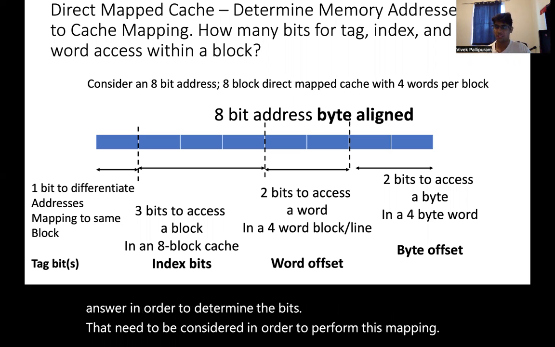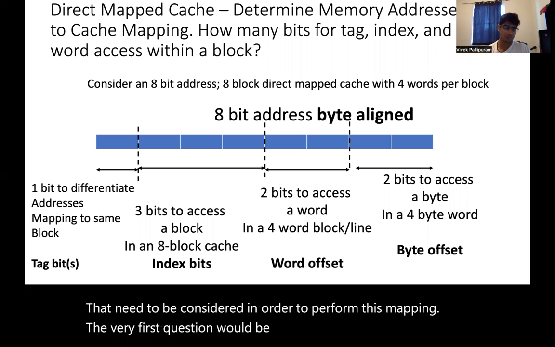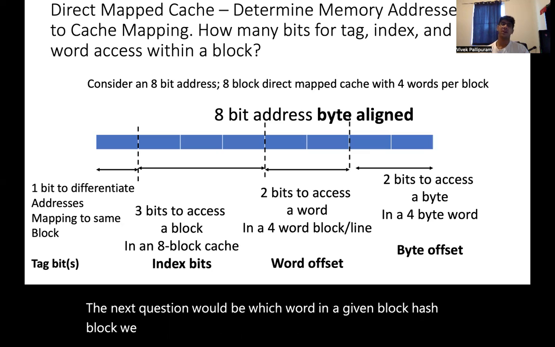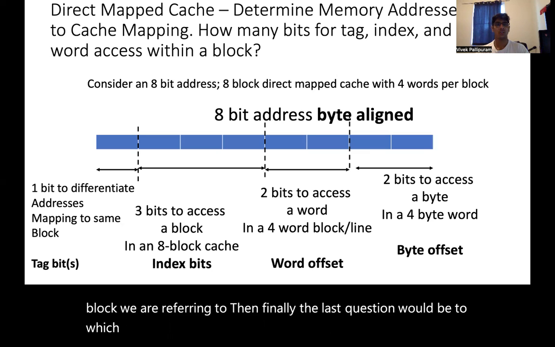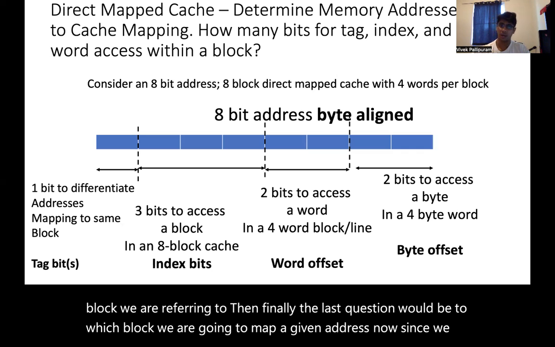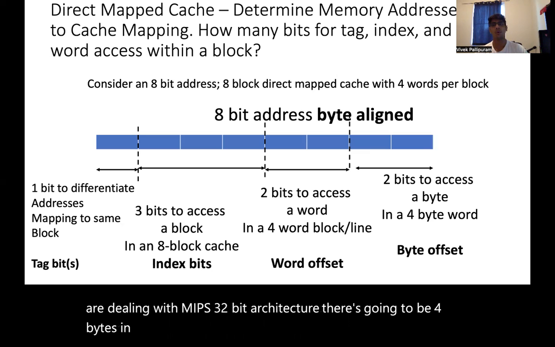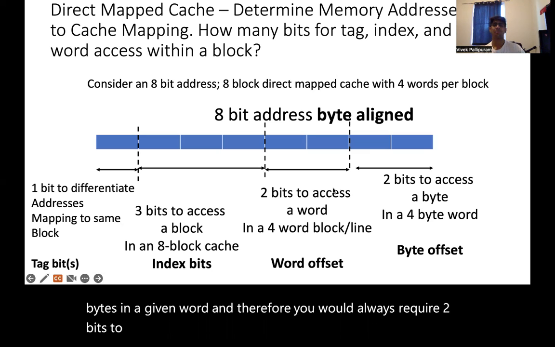The very first question would be, which byte are we referring to? The next question would be, which word in a given cache block are we referring to? Then finally, the last question would be, to which block are we going to map a given address. Now, since we are dealing with MIPS 32-bit architecture, there are going to be 4 bytes in a given word, and therefore you would always require 2 bits to access a given byte in a word.